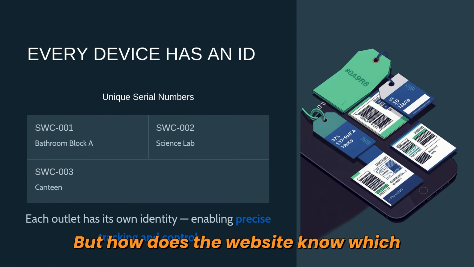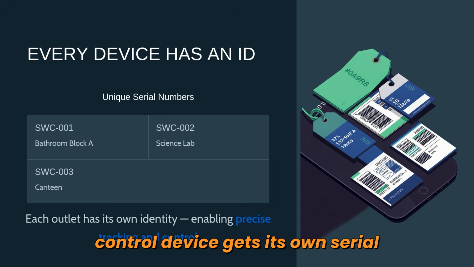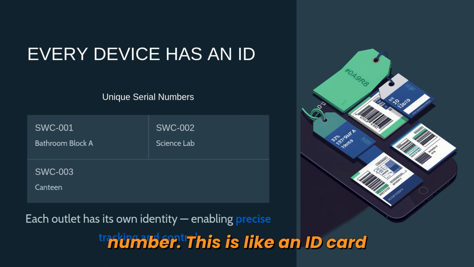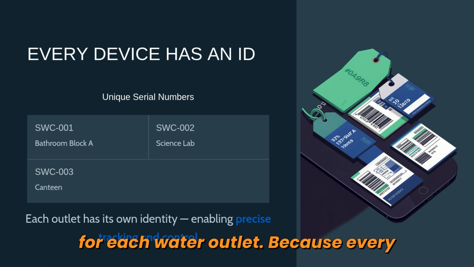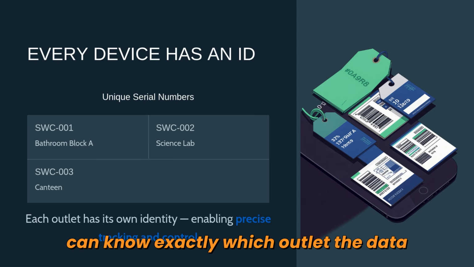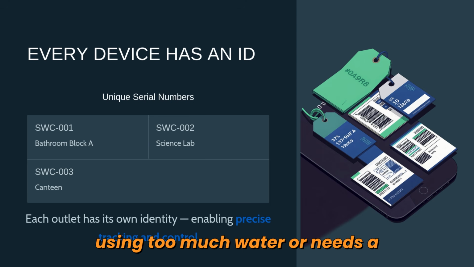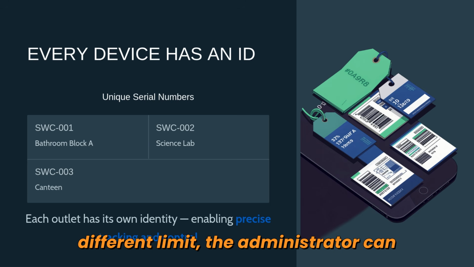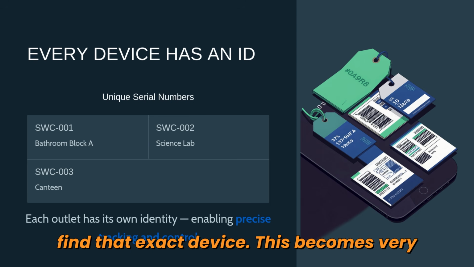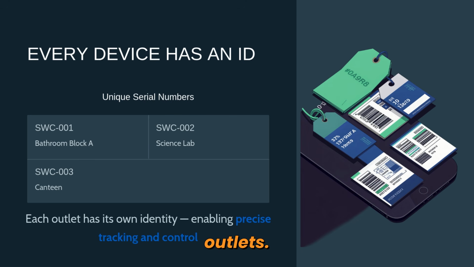But how does the website know which device is which? Every smart water control device gets its own serial number. This is like an ID card for each water outlet. Because every device has its own ID, the administrator can know exactly which outlet the data belongs to. So if one outlet is using too much water or needs a different limit, the administrator can find that exact device. This becomes very useful when a school has many water outlets.